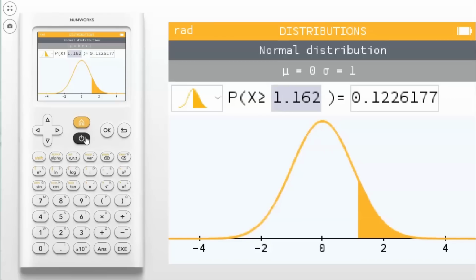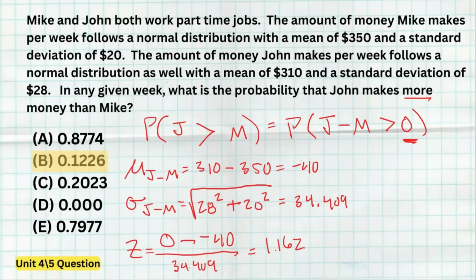Now, again, why did I do this one more time? Because that's the z-score that represents 0 on a normal distribution where the mean is negative 40 and the standard deviation is 34.409. So that's how I got the answer of B, 0.1226.